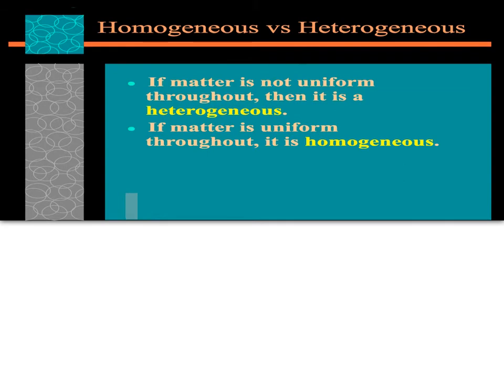So the first thing, a basic definition between homogeneous versus heterogeneous matter. If matter is not uniform, then it is considered a heterogeneous matter. If the matter is uniform throughout, then it is homogeneous. We're going to go through some examples of each of these next.